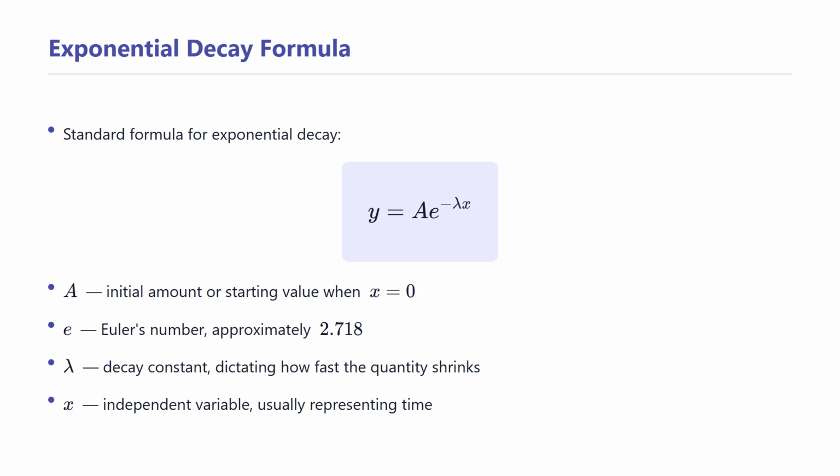The symbol lambda is the decay constant. It dictates how fast the quantity shrinks. If lambda increases, the curve drops to 0 much faster, meaning the decay is more aggressive. If a increases, the starting point is higher, but the overall swooping shape remains exactly the same.